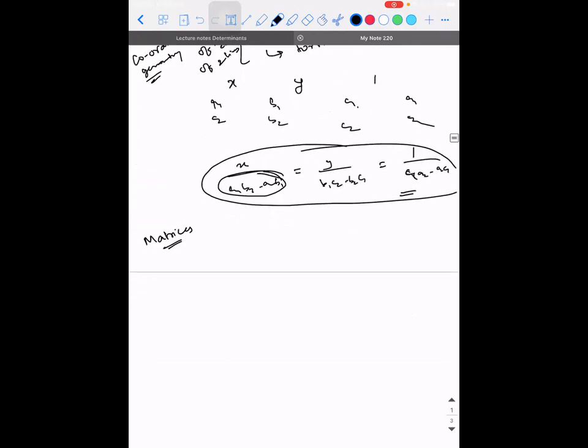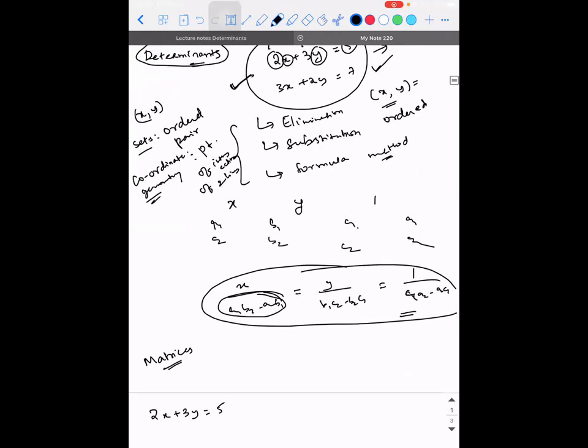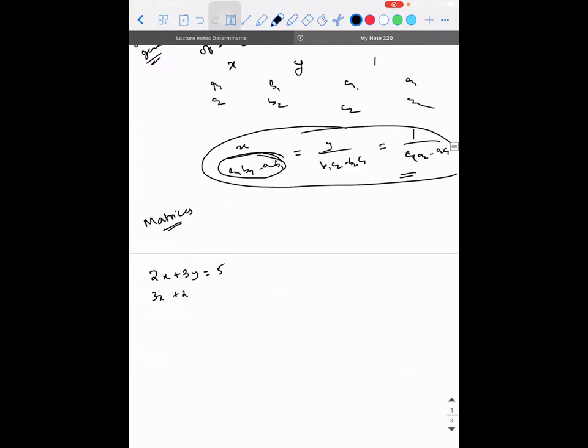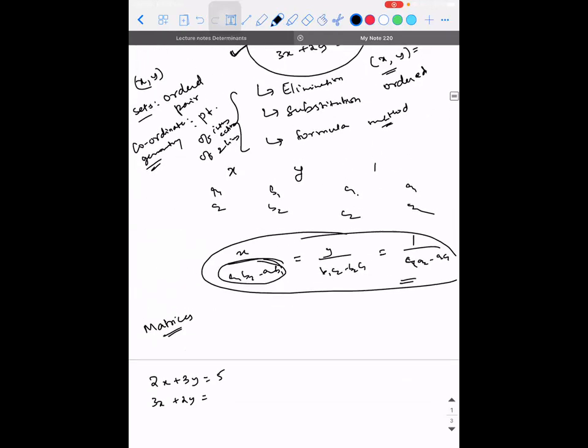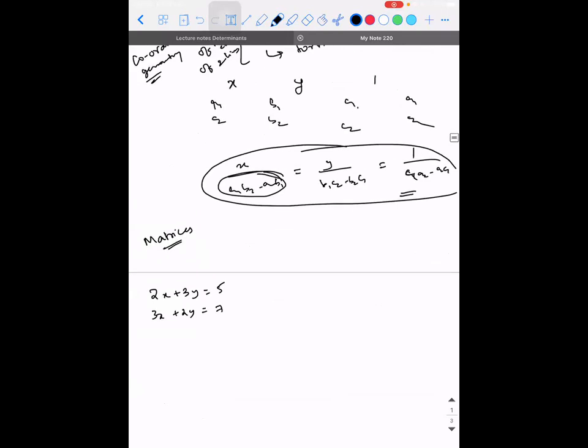Guys, are you able to understand what I'm trying to say? So 2x plus 3y is equal to 5 is there. Similarly, 3x plus 2y is equal to 7 is there. Now my question is, will you be able to take the help of all the parameters, that is the coefficients, variables, and the constants, and write it in the form of matrix and perform an operation between them? Can we write it?